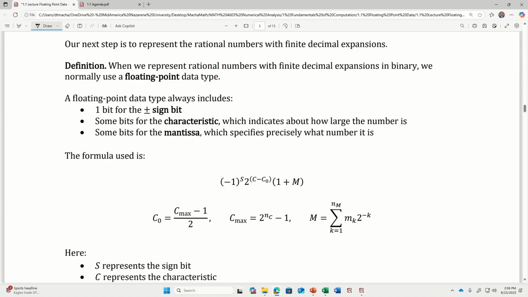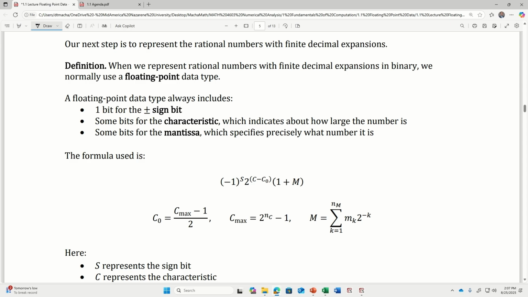Then we'll have some bits set aside for the characteristic. So I'm using capital C to represent the characteristic here. And the characteristic tells us about how big the number is. And we're also going to save some bits for what's called the mantissa, which specifies precisely what number it is. So the mantissa is more like for precision, for like fine tuning. The characteristic is like making big adjustments as far as the magnitude of the number.